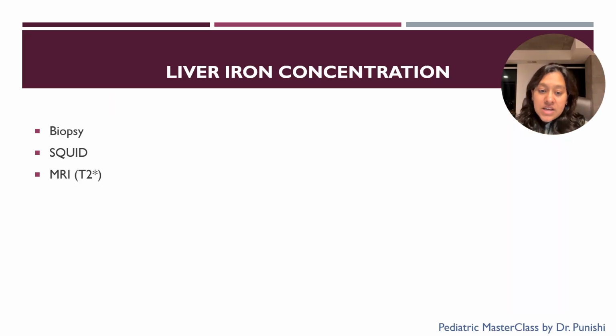So we discussed serum ferritin as the cheapest and the easiest method of estimation of iron overload. Let's look at the other more reliable method, which is the liver iron concentration. Now there are three methods of estimating LIC. You can either do it by a liver biopsy, the other one is called the SQUID, and the third one is the T2 star MRI.